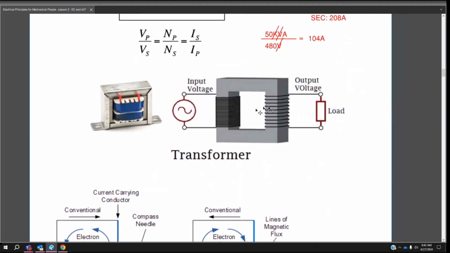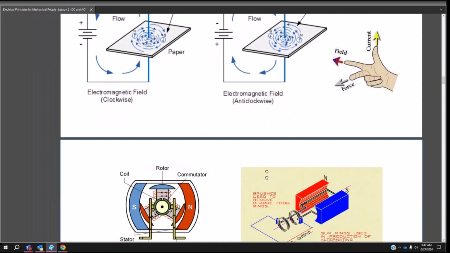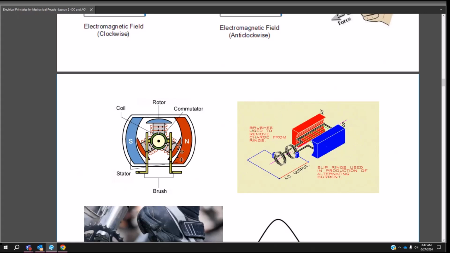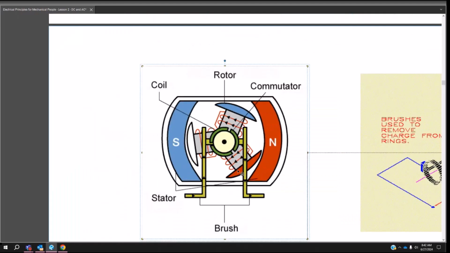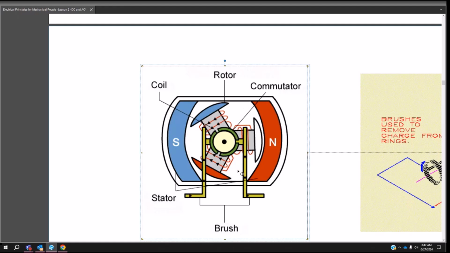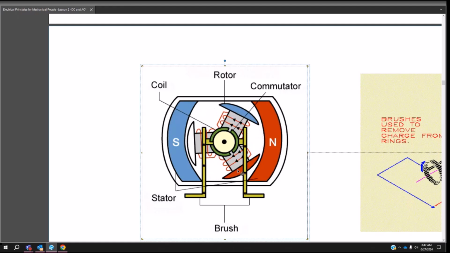So this transformer concept can actually be applied to motors. This is a DC motor, meaning it's just got current flowing one way. And then this is an AC motor, which means it has positive and then negative here, negative and then positive here. You can actually see it right there. You can see those little arrows moving. I'm hoping you can see it.